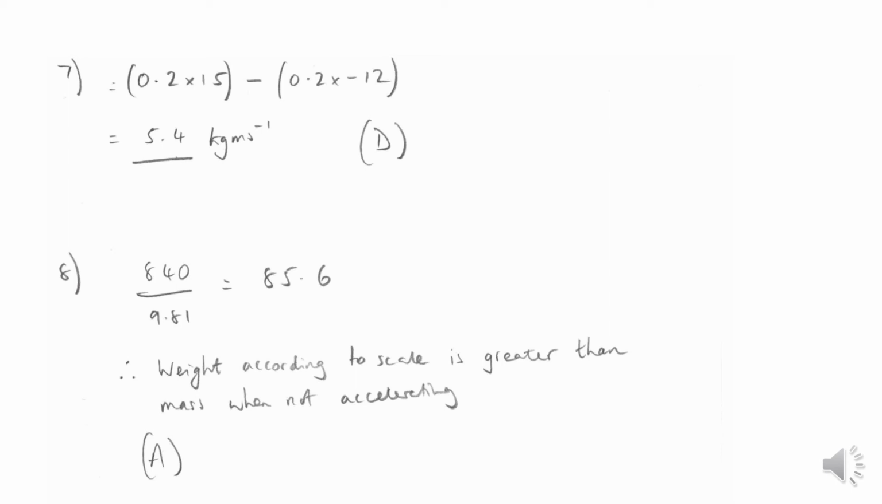If the teacher's weight is 840 newtons, then the mass is 840 over 9.81, which is 85.6, and that means the scale reading is actually bigger than it should be, so that means the teacher must be accelerating, so it must be A, because if the lift is going down and they're decelerating downwards, it means they're accelerating upwards, so the scale is pushing up on the teacher as they slow down.